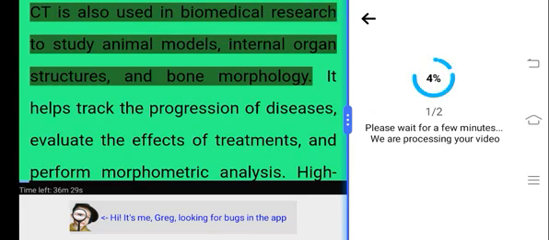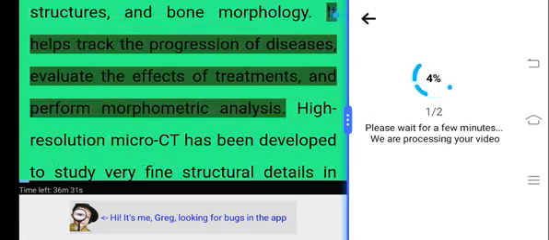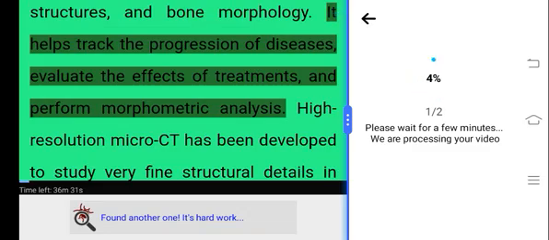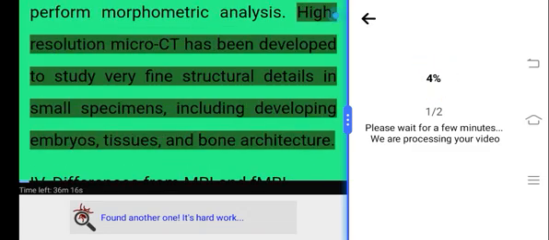CT is also used in biomedical research to study animal models, internal organ structures, and bone morphology. It helps track the progression of diseases, evaluate the effects of treatments, and perform morphometric analysis. High-resolution micro-CT has been developed to study fine structural details in small specimens, including developing embryos, tissues, and bone architecture.